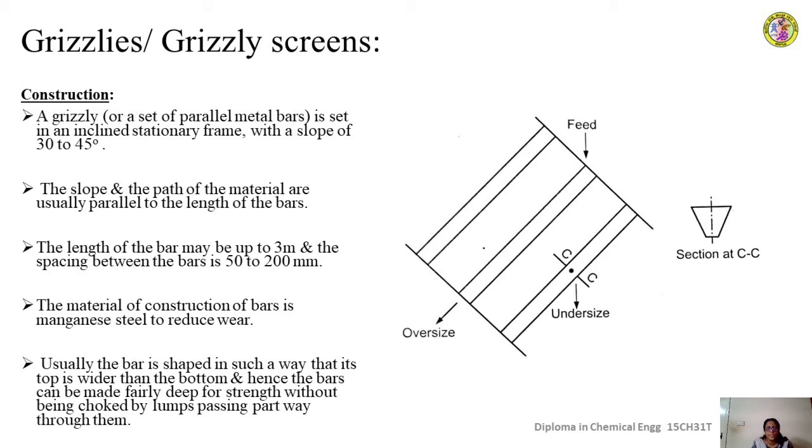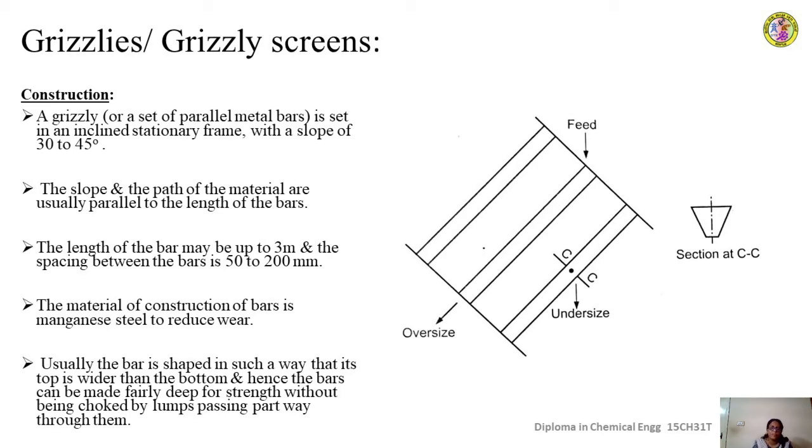Okay, now we are taking up the stationary screen to see how it is constructed and how it is operated. The figure shows a simple line sketch of a grizzly screen. It is a top view that you can see in the diagram. A grizzly is a screen that consists of a set of parallel metal bars. The metal bars are fixed in such a way that they are inclined to the stationary frame.